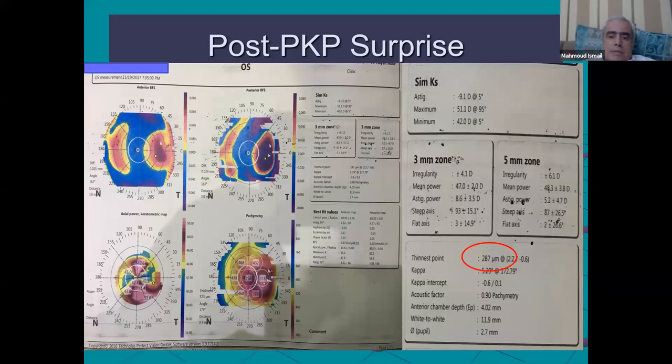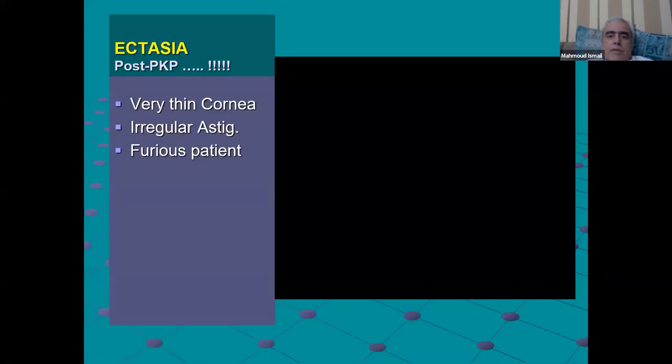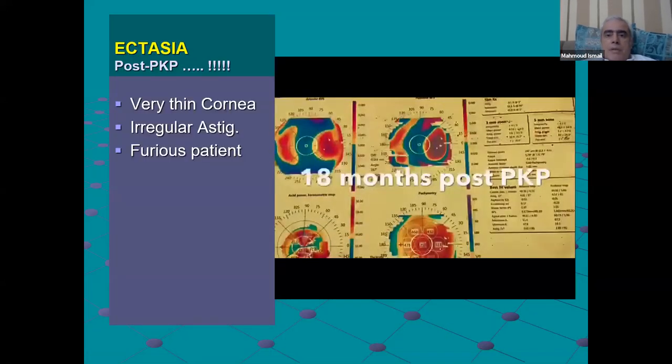So when you cut in it, it will get LASIK ectasia easily. And this patient had a very thin sinus location, 276. As you can see, it's a complete picture of ectasia. In a case like this, you have to think something out of the box, something new.